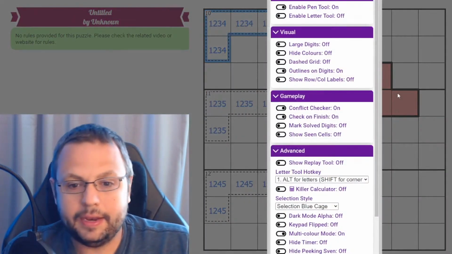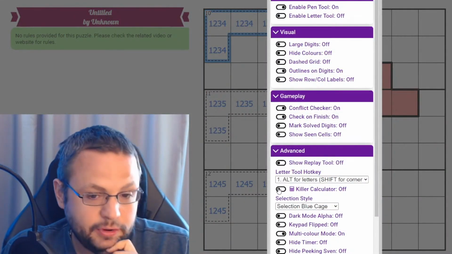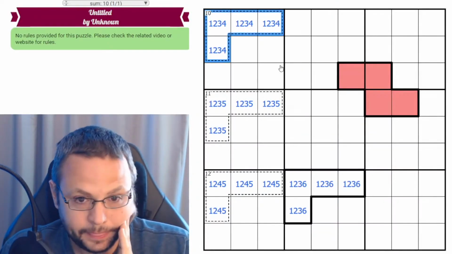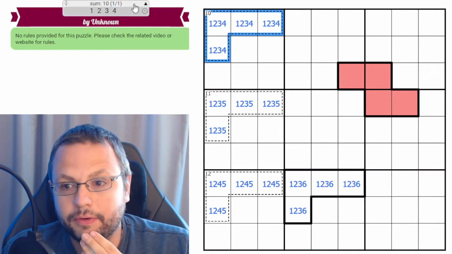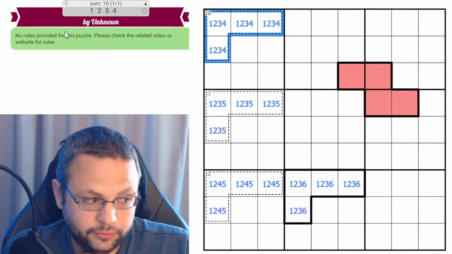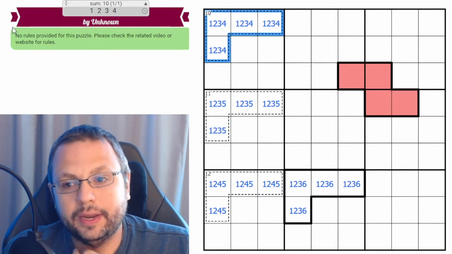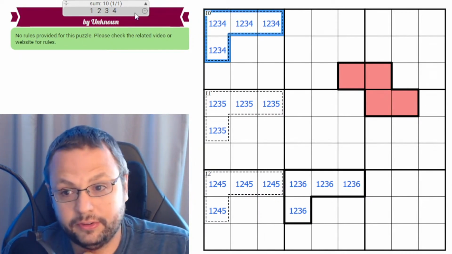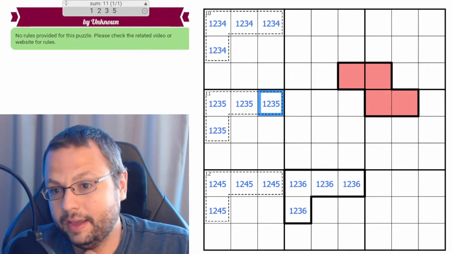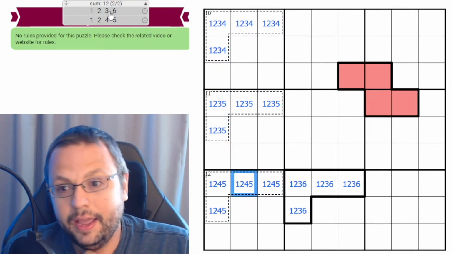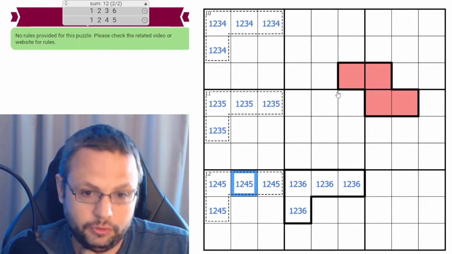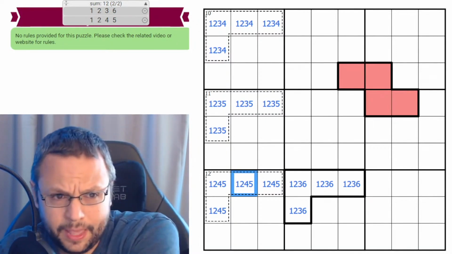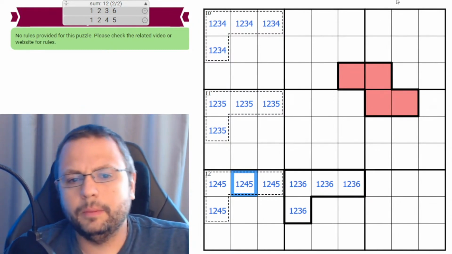Now, I want to point out, and I'm going to use this freely today, if you go in the options on Sudoku Pad, there is a killer cage calculator, and that will pop up over here, right over the rules, all the options for a killer cage. So if this is a 10 sum killer cage in 4 digits, it'll tell you it has to be 1, 2, 3, 4. The 11, it'll tell you it has to be 1, 2, 3, 5. And the 12, it'll tell you it has to be 1, 3, 6 or 1, 2, 4, 5. So this is going to make our lives easier in terms of thinking about this.